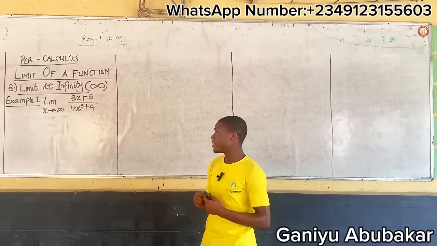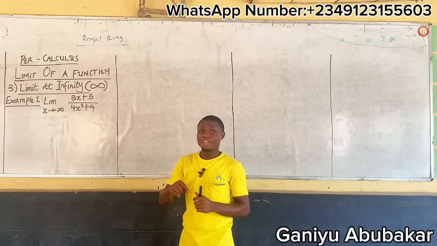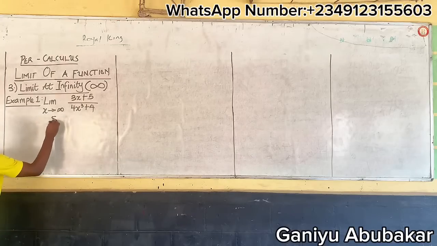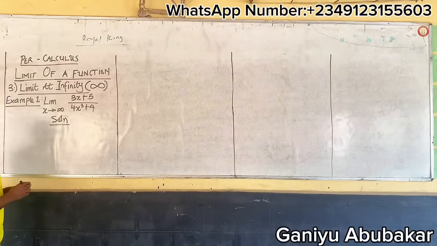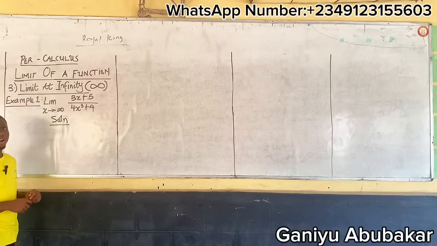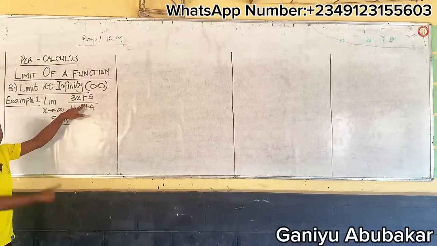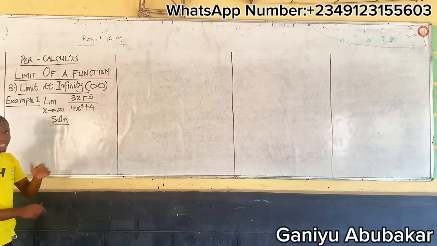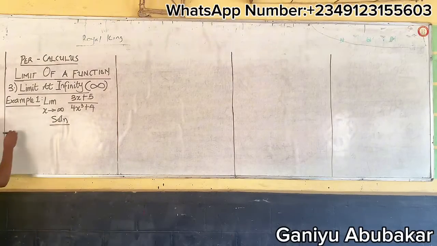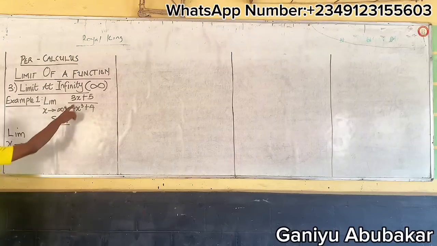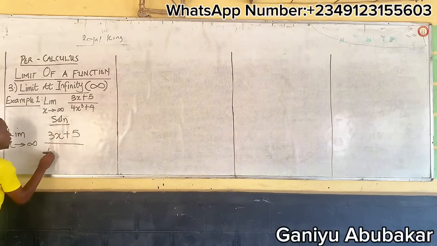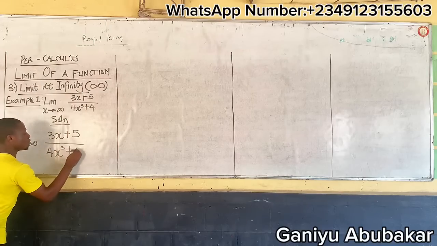We said the very first task is to identify the variable with the highest power. Solution. In this case here, which variable has the highest power? Of course, x cubed has the highest power here. So I'll divide through by the variable with the highest power. That's the concept. So here's the thing. I have the limit as x tends to infinity of 3x plus 5 all over 4x cubed plus 4.